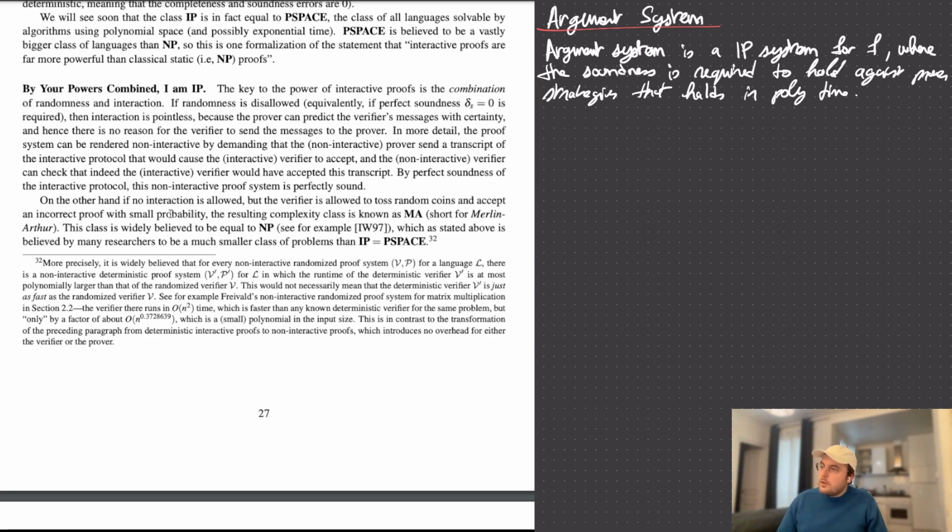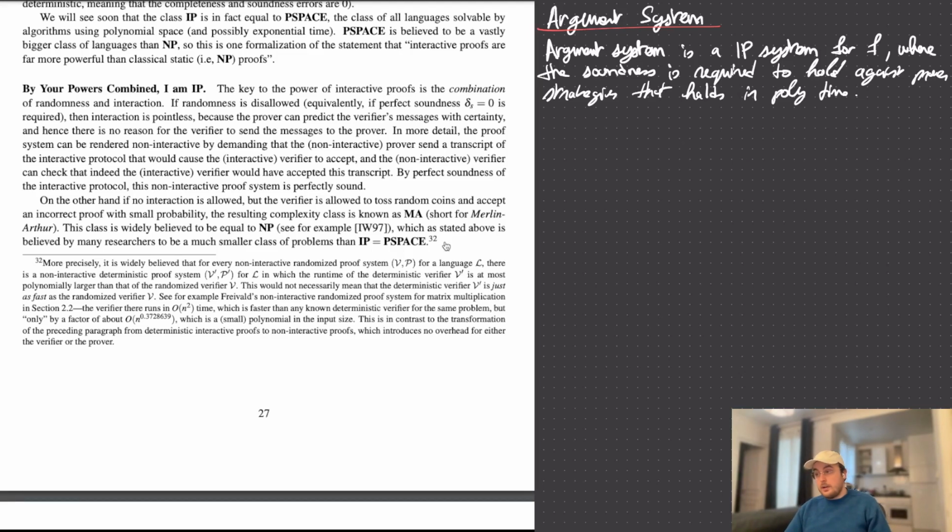On the other hand, if no interaction is allowed but the verifier is allowed to toss random coins and accept an incorrect proof with small probability, the resulting complexity class is known as MA, short for Merlin-Arthur. This class is widely believed to be equal to NP, which, as stated above, is believed by many researchers to be a smaller class of problems than IP.